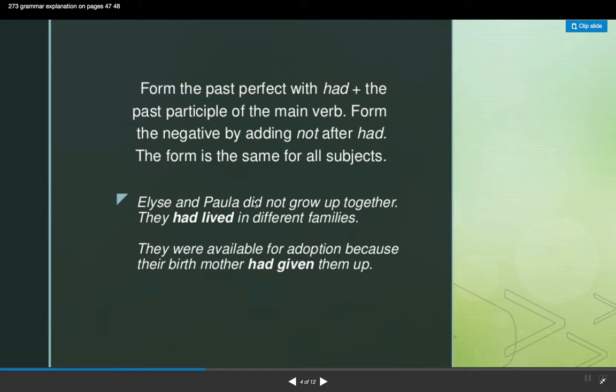Okay, Elise and Paula did not grow up together. Now this is simple past negative. They had lived in different families. This is had, and then this is the past participle of lived, which is a regular verb. Live, lived, lived. They were available for adoption, simple past, because their birth mother had given them up. Here is had, and the past participle, this is an irregular verb. Give, gave, given.